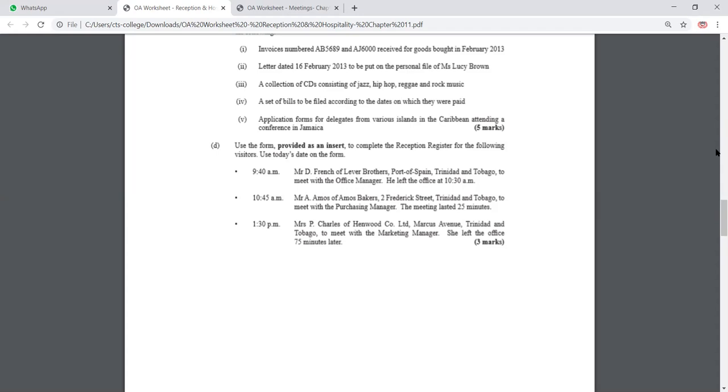Who is the name of the visitor here? Mr. A. Amos. So that's the visitor there, Mr. A. Amos. What company is he from? Amos Bakers. That's his company. What is the address of Amos Bakers? 2 Frederick Street, Trinidad and Tobago. Good. So under address, it's 2 Frederick Street, Trinidad and Tobago.